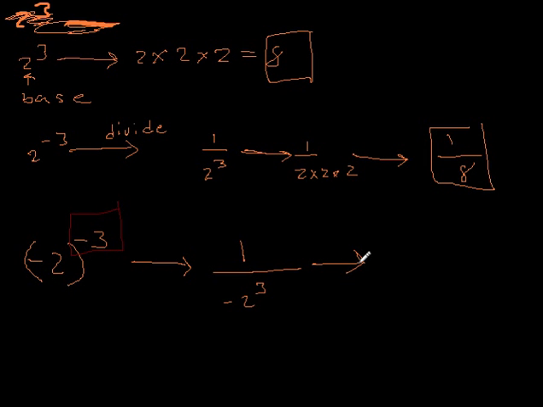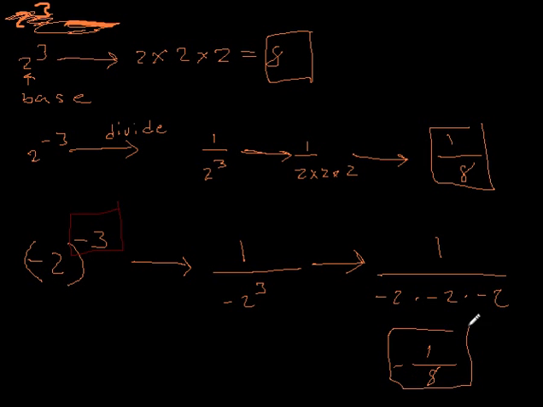Well, moving forward, one last step. Negative 2 multiplied by itself 3 times becomes negative 2 times negative 2 times negative 2, which ends up being negative 2 times negative 2 is positive 4. Positive 4 times negative 2 equals negative 8. This ends up equaling 1 over 8, but it is negative because I have an odd number of negative symbols.